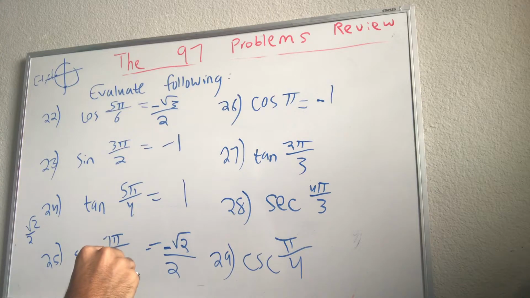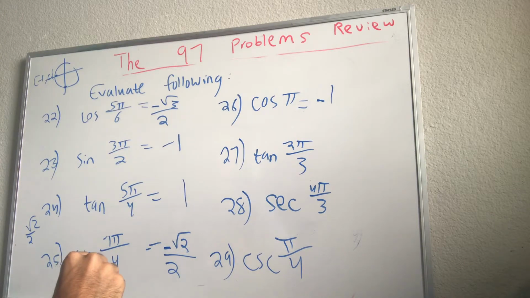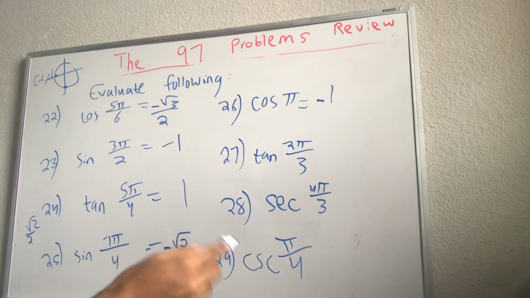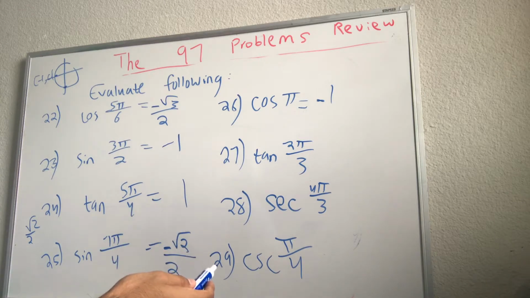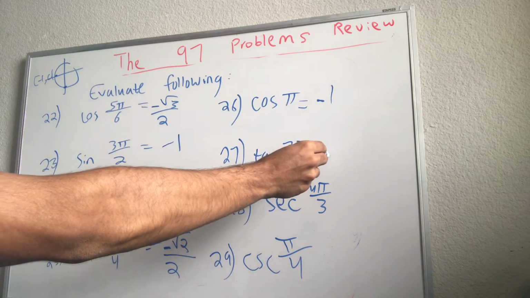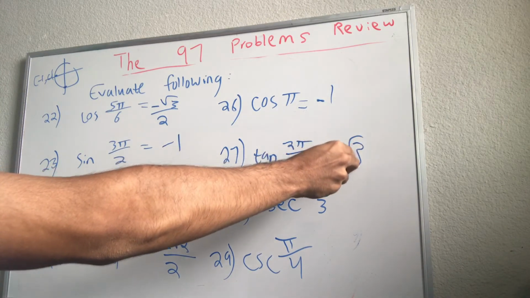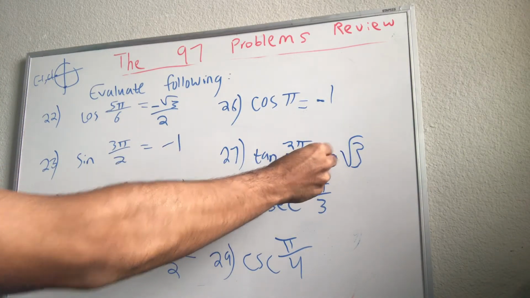Now you have question number 27, tangent of 2 pi over 3. With the reference angle, you know tangent of pi over 3 is root 3. Now you're looking at 2 pi over 3, which is in quadrant number 2, where tangent is negative. So tangent of 2 pi over 3 must be negative root 3.